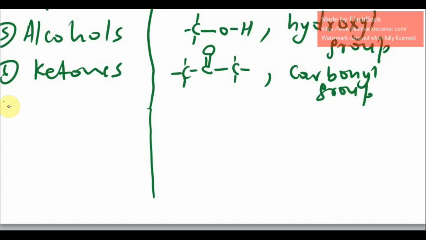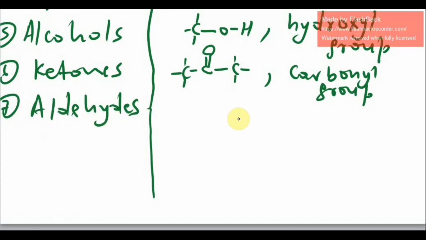Then number 7, we have aldehydes. So the aldehydes are similar to ketones, but the only difference is that the carbon with the double bond O also has a hydrogen atom. Okay, so it's bonded to hydrogen. Then we have another carbon here. This one is known as a formyl group.